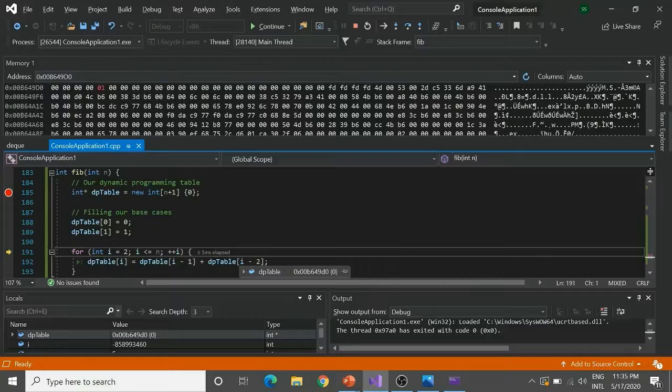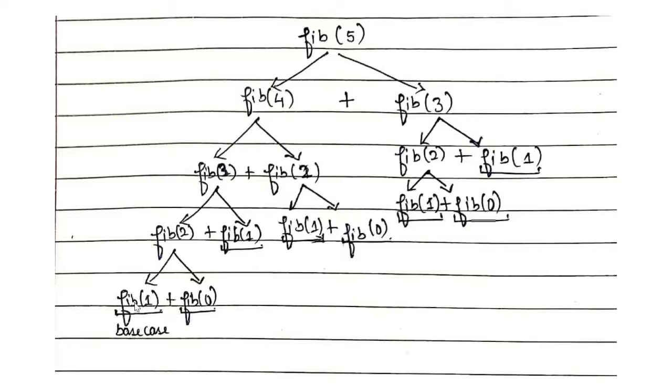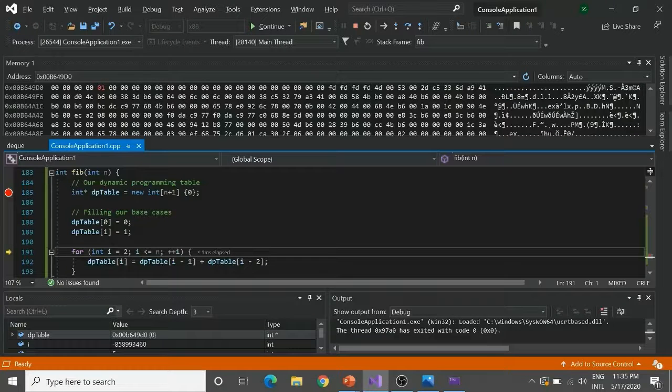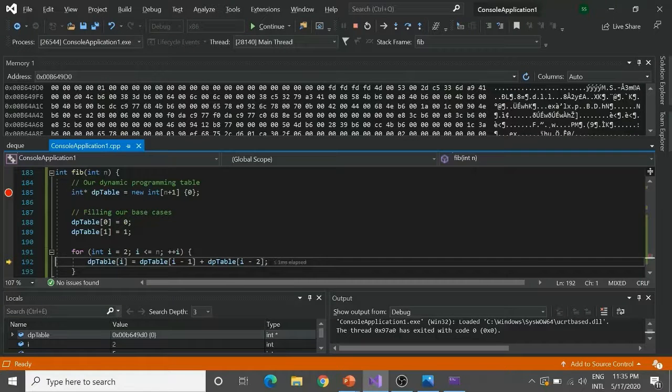Now we will start from our second index. And we will say, just tell me what is the value at my Fibonacci 2, and how do I calculate my value at Fibonacci 2? By adding Fibonacci 1 and Fibonacci 0. So currently I am talking about this subproblem. Fibonacci 2 is equal to Fibonacci 1 plus Fibonacci 0. So it would be 1, because Fibonacci 1 is 1 and Fibonacci 0 is 0. So 1 plus 0 would be 1, and Fibonacci 2 is 1.